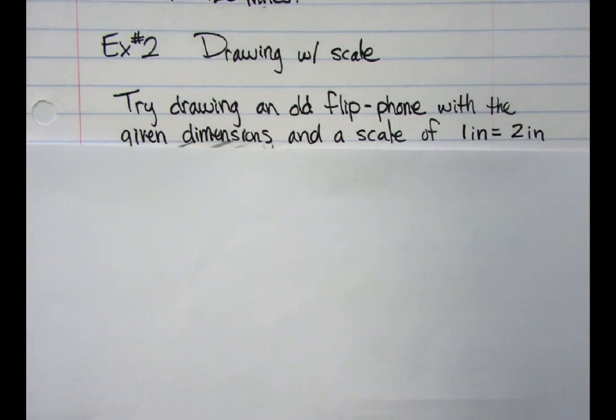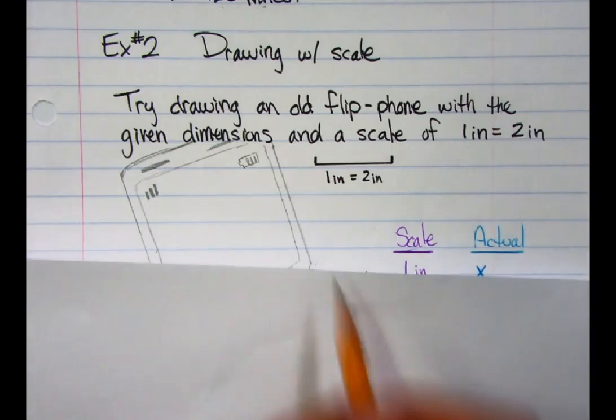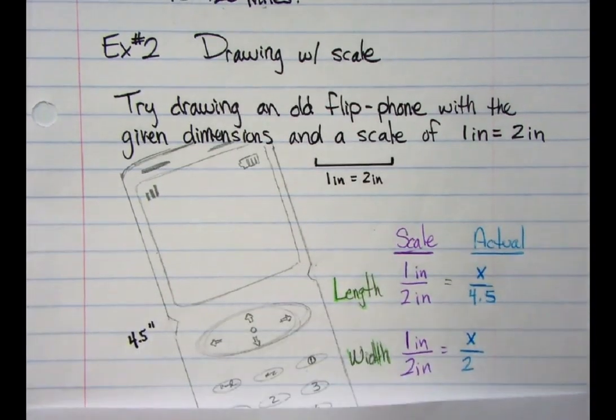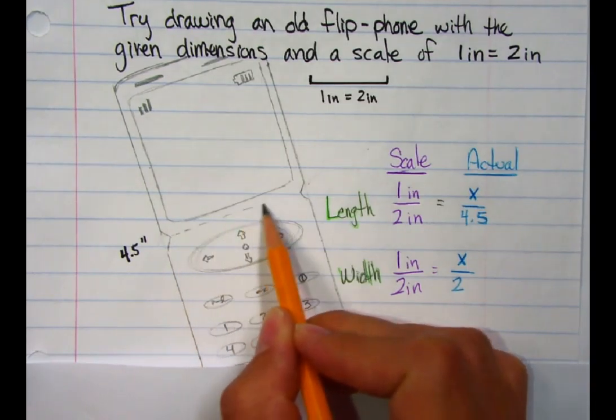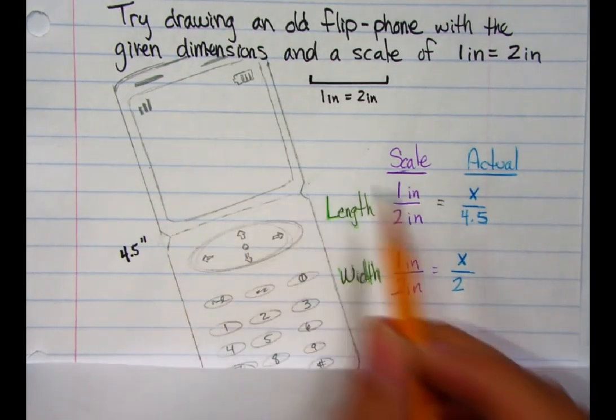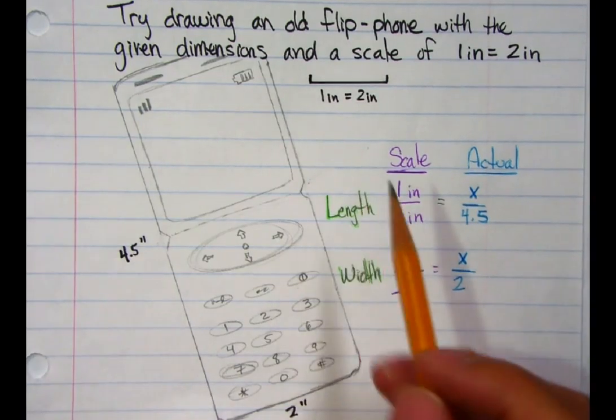How about if I want you to draw with scale? Try drawing an old flip phone with the given dimensions and a scale of 1 inch is equal to 2 inches. All right, so there's my scale. And I just kind of quickly sketched an old flip phone. Okay, if you recall, maybe you even have one of these, and perfectly fine if you do. But those are the old school phones there.